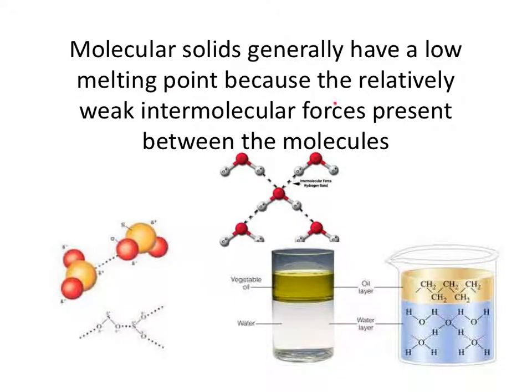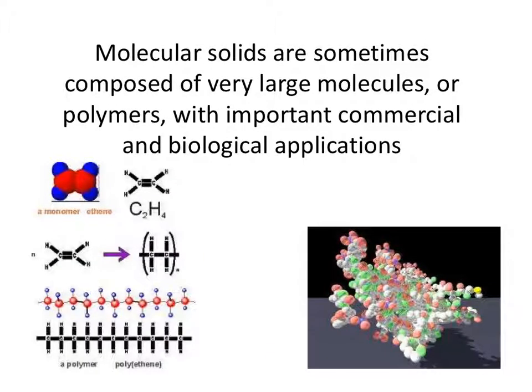Again, reiterating the point I just made, low melting and boiling points because all we're talking about is this little tiny IMF between the molecules. It is important to know that a lot of times we have really big covalent molecules that are associated with things like plastics and biological applications like proteins. Those are all covalently bonded, and they interact with other things through IMFs.